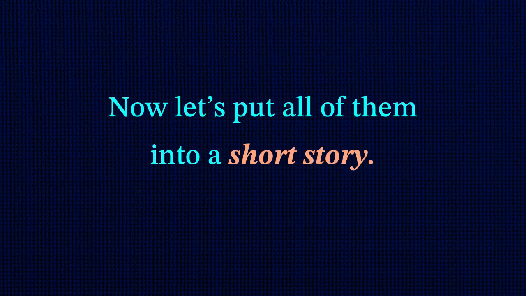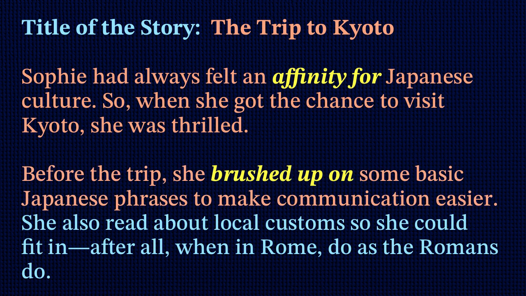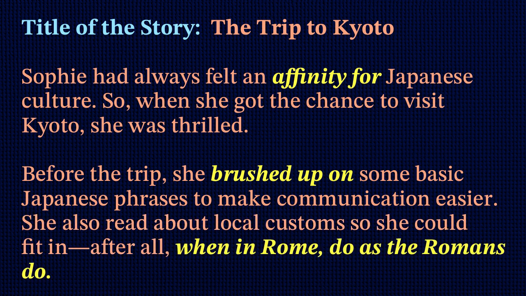Now let's put all of them into a short story. Title of the story: The Trip to Kyoto. Sophie had always felt an affinity for Japanese culture. So when she got the chance to visit Kyoto, she was thrilled. Before the trip, she brushed up on some basic Japanese phrases to make communication easier. She also read about local customs so she could fit in. After all, when in Rome, do as the Romans do.